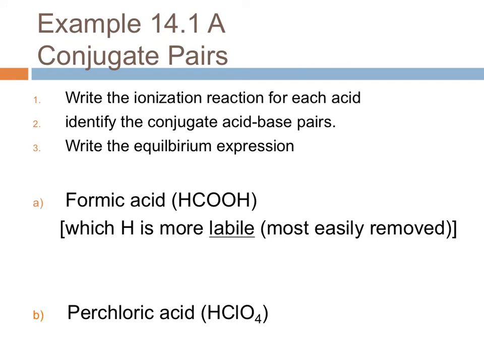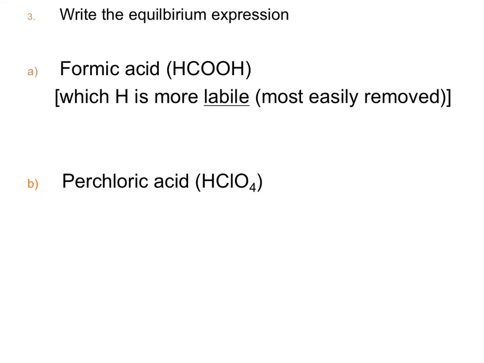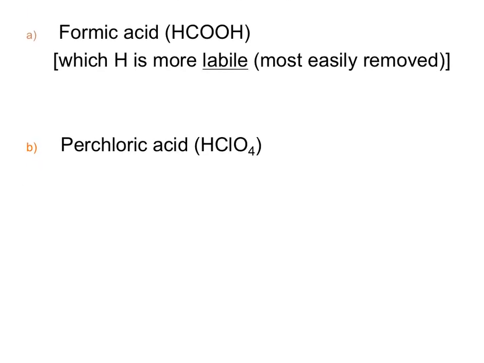Okay, so here is formic acid, HCOOH, and we need to write ionization reactions, which is just a balanced equation, conjugate acid-base pairs, which we'll talk about, and the equilibrium expression. So first we need to recognize that formic acid is an acid. There's two ways we can do this. Typically when we have an acid, we can just say HCOOH dissociates into an H plus.